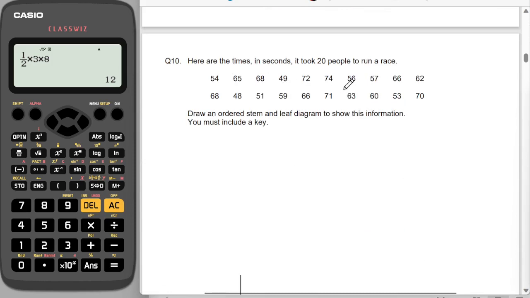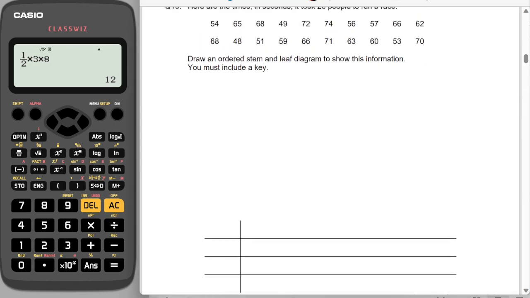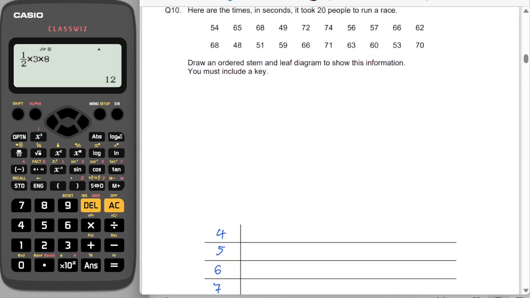Right, question 10, we've got to draw an ordered stem and leaf diagram to show this information. You must include a key. So I'm going to start with, well, we can fit in part of this and I'll make my decision. My smallest value is in the 40s and my largest is in the 70s. So 4, 5, 6, 7. And let's just count how many values there are: 1, 2, 3, 4, 5, 6, 7, 8. If I've got small leaves, I will often go straight for an ordered one. In this case, I haven't. So 4, 5, 6, 7.